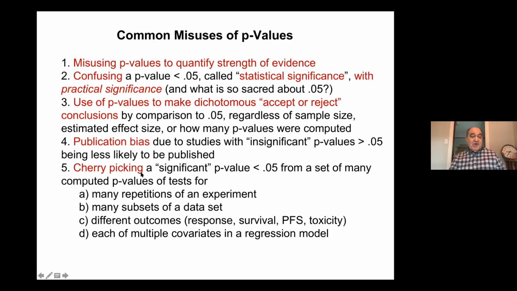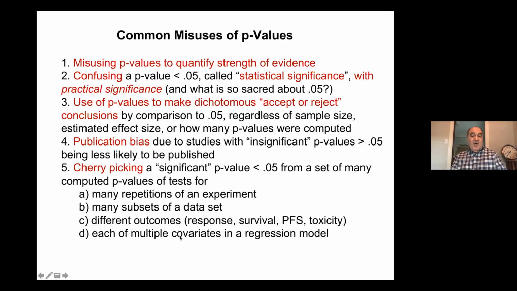Or a researcher cherry-picking significant p-values from a set of many computed p-values of tests for repeated repetitions of an experiment. Just keep doing it until your data give you a p-value less than 0.05. Or just keep looking at subsets of your data until you find a subset with a p-value less than 0.05. Or different outcomes. Do a test for response, a test for survival, a test for progression-free survival, and so on. Every one of those tests has got a p-value.